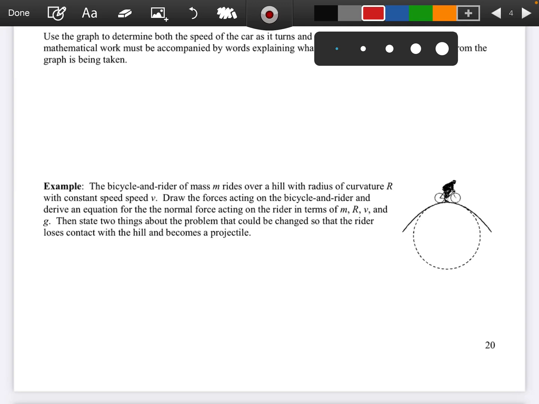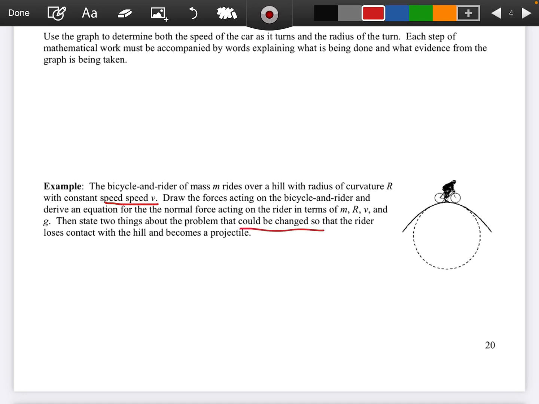All right, so we have a bicycle on top of a hill with a radius of curvature r with a constant speed v. Draw the forces acting on the bike and the rider. Derive an equation for the normal force acting on the rider in terms of m, r, v, and g. Then state two things about the problem that could be changed so the rider loses contact with the hill and becomes a projectile. All right, so first things first, free body diagram.